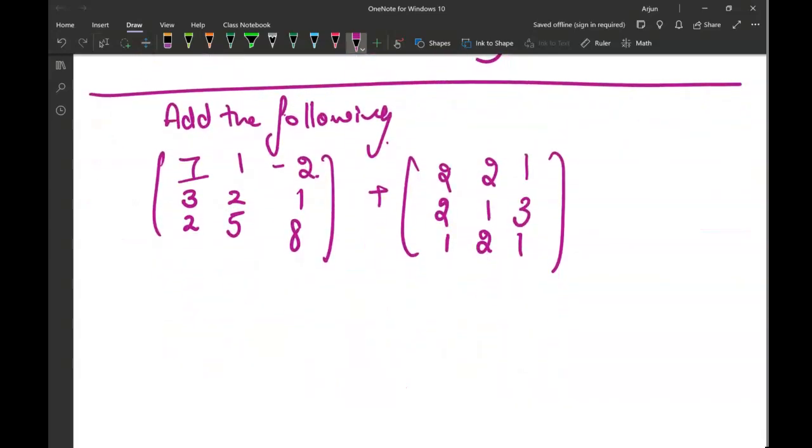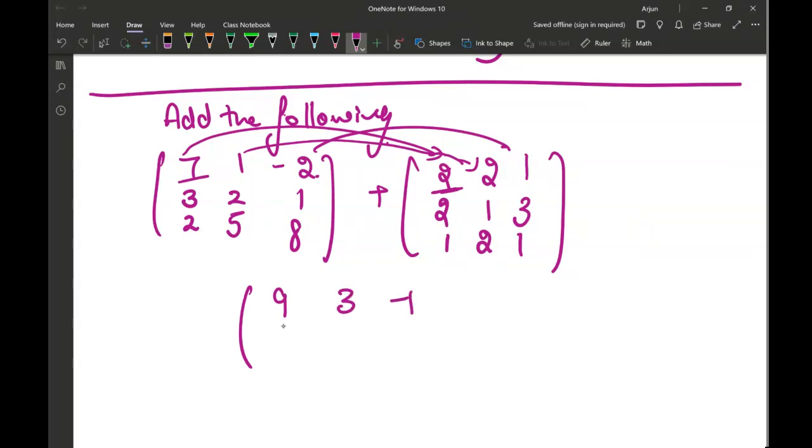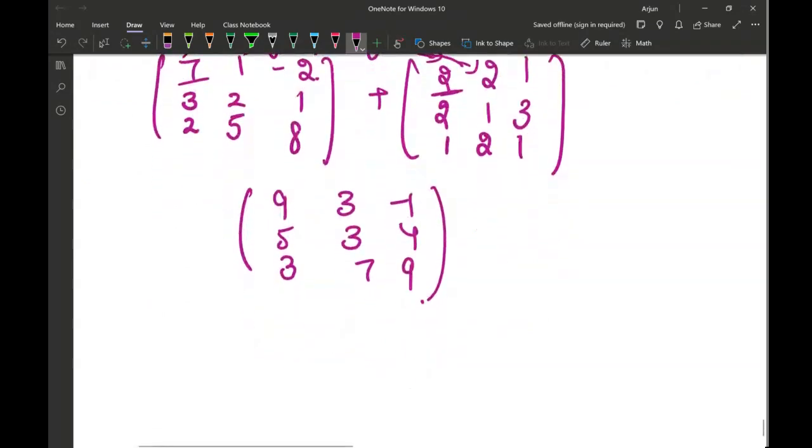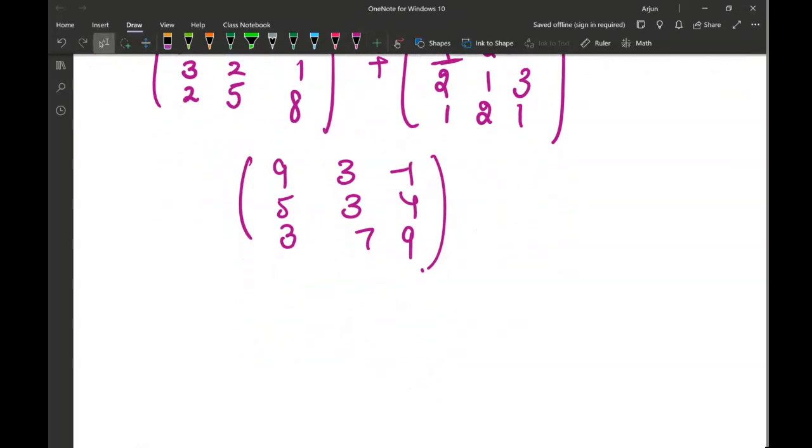When we are adding matrices, this is very easy. The first term of the matrix is added with the first term of the other matrix, the second with the second, the third with the third. Pretty much straightforward. So this will be 9, 3, minus 1, and so on. That will be the answer for the addition. Let's look into the third question now.